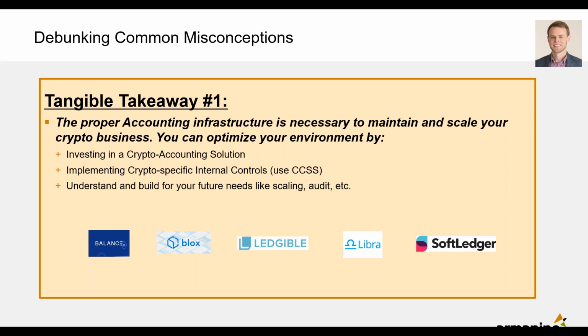There's about 5 systems that we reviewed, and so you see the logos here. So Balance, Blocks, Legible, Libra, and Soft Ledger. And we spent quite a bit of time demoing these softwares, getting them in sandbox environments, and really testing for about 50 variables, 50 features that we think are relevant within this new space.